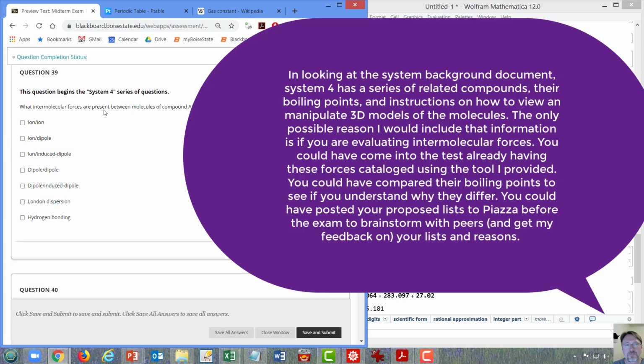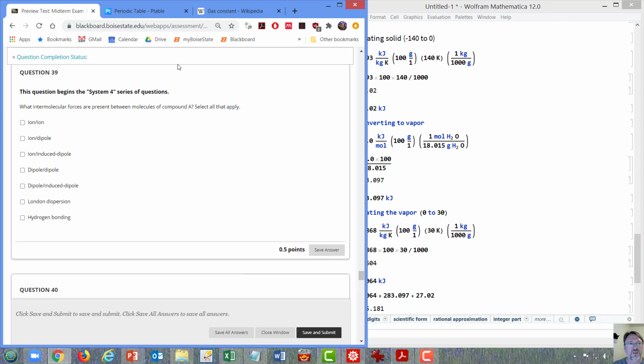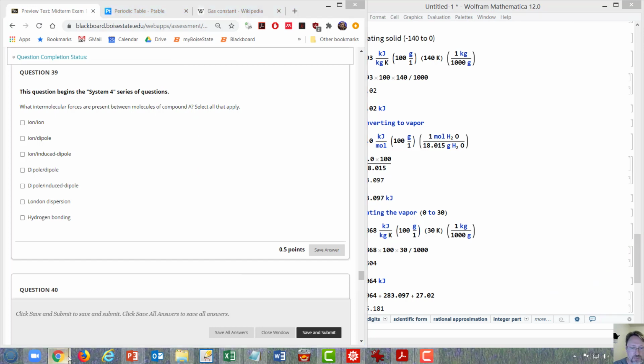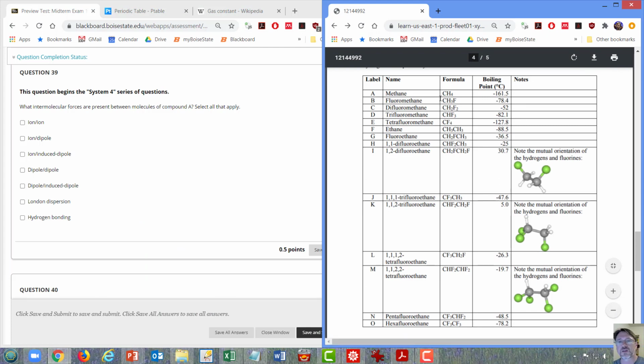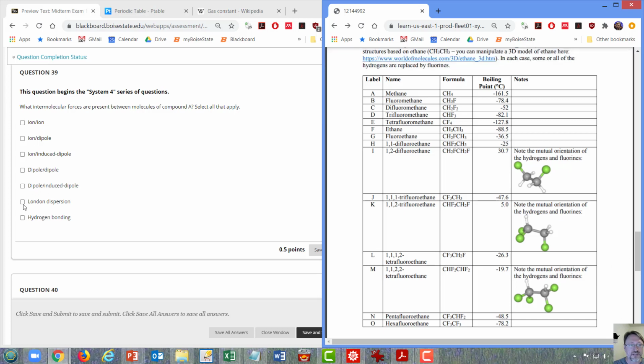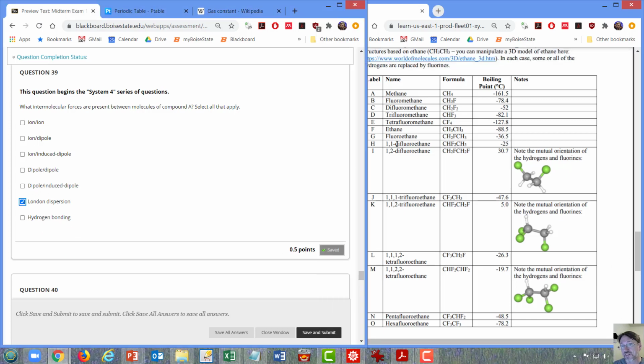39. We are now up to system 4. What intermolecular forces are present in the molecules of compound A? Okay, I need my other window up so that we can see what the molecules are. Okay, A, methane. This is a tetrahedron, and all of the bonds are equivalent, and they all cancel out. So this does not have a dipole moment. It also doesn't have ions. So the only thing this has is London dispersion. And it doesn't have hydrogen bonding because the hydrogens are attached to the carbons. There are no fluorine, oxygen, or nitrogen.